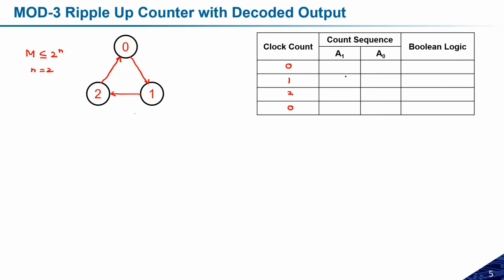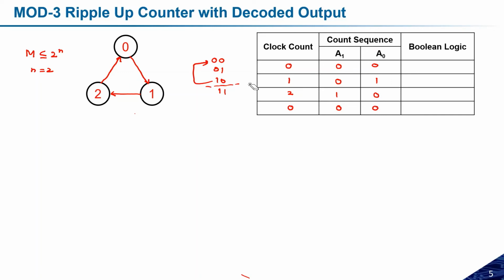Now the sequence will be 0 0, 0 1, 1 0, because for 2 bits I have a sequence like 0 0, 0 1, 1 0 and 1 1, but just after this one I want to come back to 0 again, so I just need to make it 0 0. So this is the truth table for the modulus 3 counter.